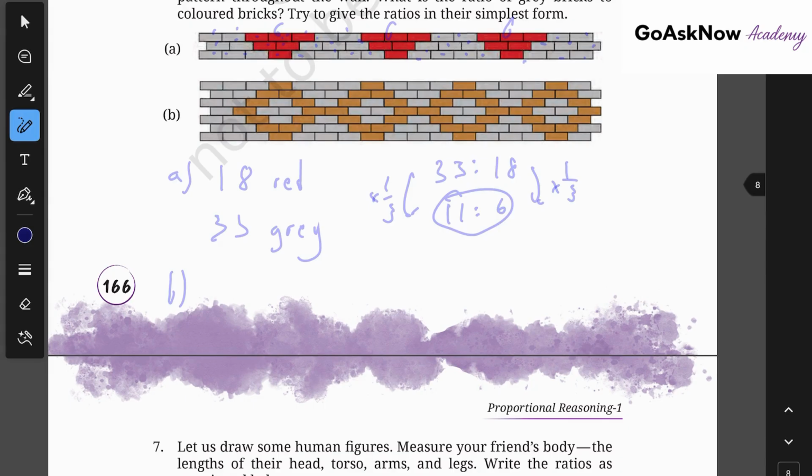For part B, let's count how many yellow bricks there are first. 3, 4, 5, 6, 7, 8, 9, 10, 11, 12. There are 12 bricks in one set here. So there are 4 sets. So 12 times 4 is 48.